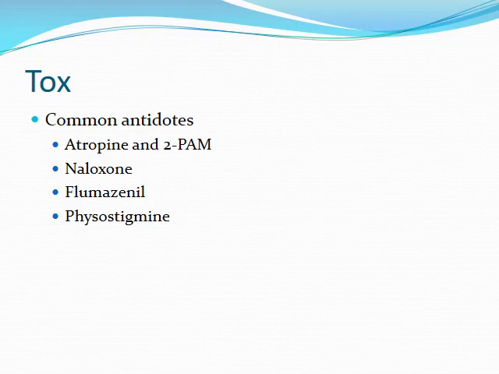Be aware of the difference in the mechanisms of action between atropine and 2-PAM. Atropine is an anticholinergic, blocking the receptors, whereas 2-PAM actually prevents the aging process from occurring and helps to regenerate the acetylcholinesterase. Naloxone would obviously be for our opioids. Again, that is going to work as an opioid receptor antagonist.